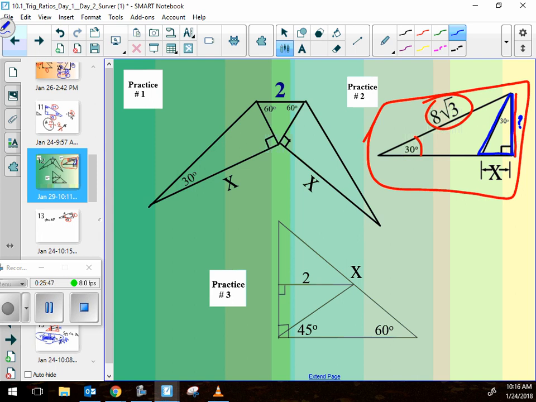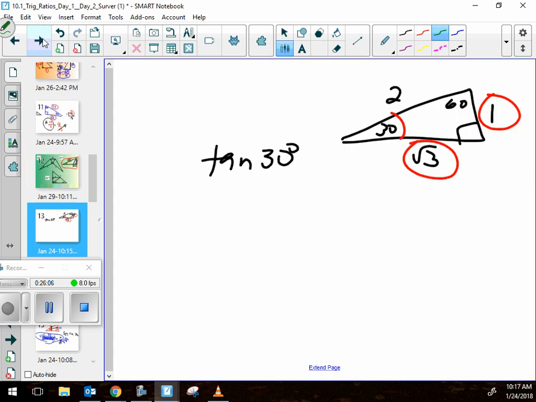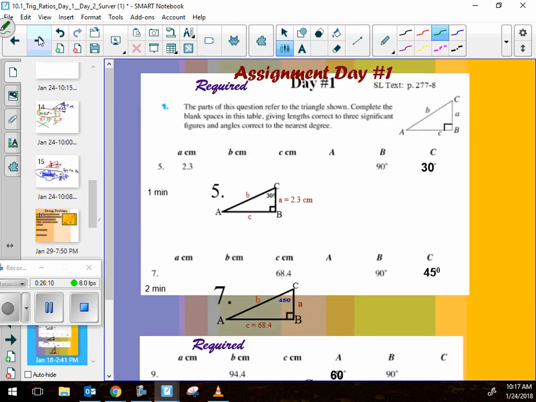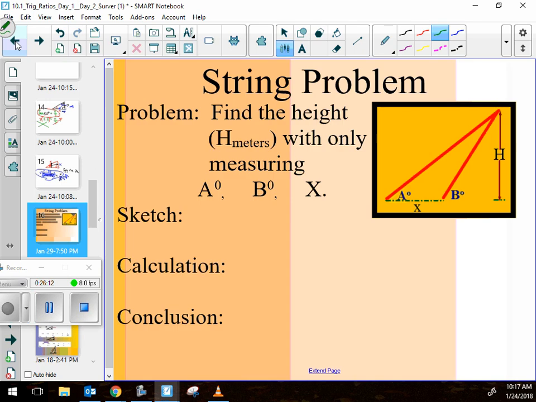So if your goal is to just find x, you might be looking at this blue triangle and saying, well, I only have one angle. I need a side. That's what this stuff is here for, because in this big green triangle, I do have one side and one angle. All right, need to move on. So we're going to get to the string problem.